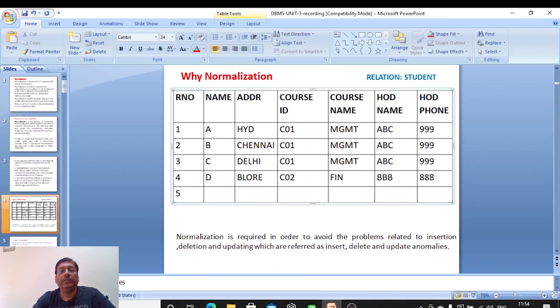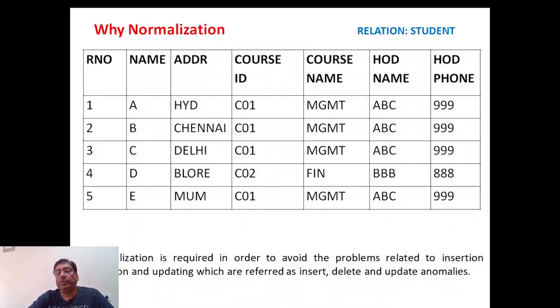You will enter the roll number of the student, the name of the student, the city from where he is coming, then the course which he is going to join, which has a course ID, and then the name of the course, followed by the name of the HOD and the phone number of the HOD. What you observe in this case is that whenever a new student joins, you are entering the details about the course like course ID, course name, and then also the details like HOD name, HOD phone number, every time.